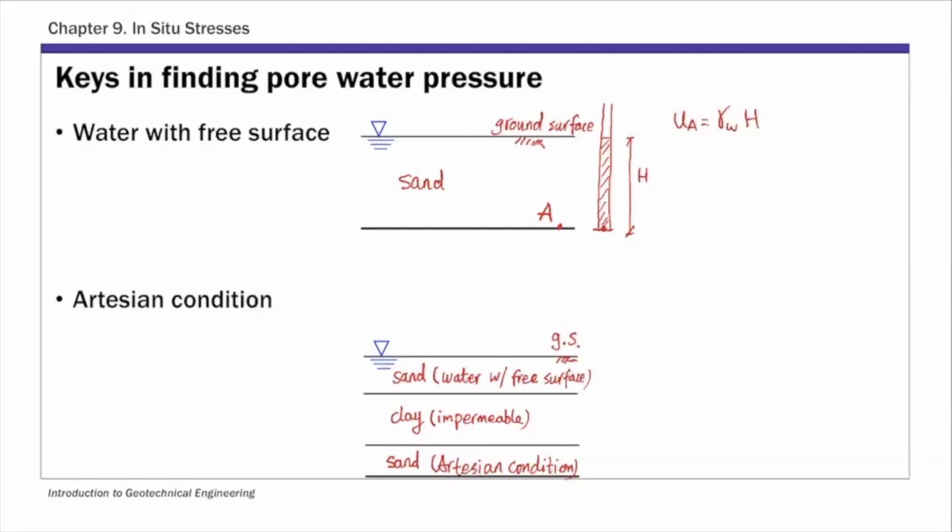So in this case, let's look at a few points in this soil profile. Consider the first point, point A, at the bottom of the first sand layer. If we put a piezometer, a standpipe, here, water is going to rise up to the free surface. Let's call this height H1. I'm going to call this H2 actually.